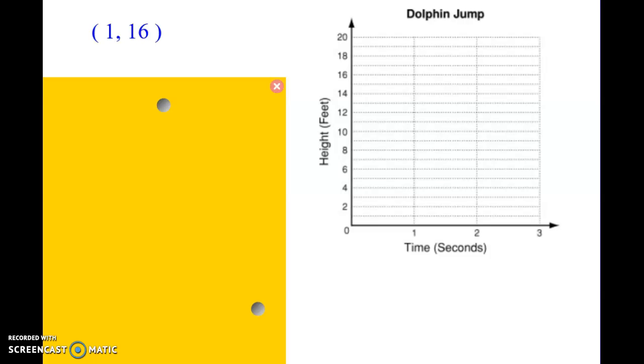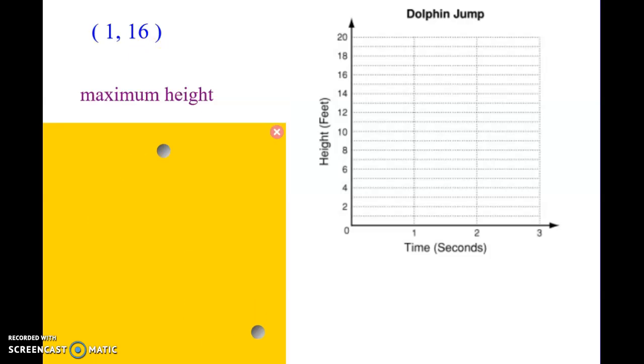You found that the vertex was (1, 16). So of course that means that the dolphin is going to be jumping out of the water and it's going to reach its vertex at (1, 16). Again, what does that mean? The 1 is your x-coordinate. It's the time that it would take for the dolphin to get to that vertex, and notice that it's time in seconds. The 16 is your y-coordinate. Look at the label on the y-axis. That's the height in feet.